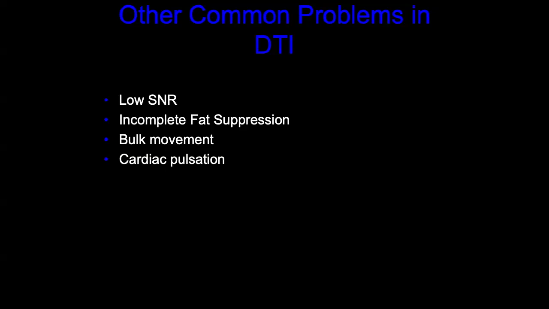Incomplete fat suppression is another one that I see even in published images quite a bit, and then bulk movement and cardiac pulsation. And I'll say these two you need to be aware of at the beginning because you cannot correct for those in post-processing. There are some things we can do about bulk movement and pulsation, but you cannot do anything if you have a low SNR image. That's what you're stuck with.